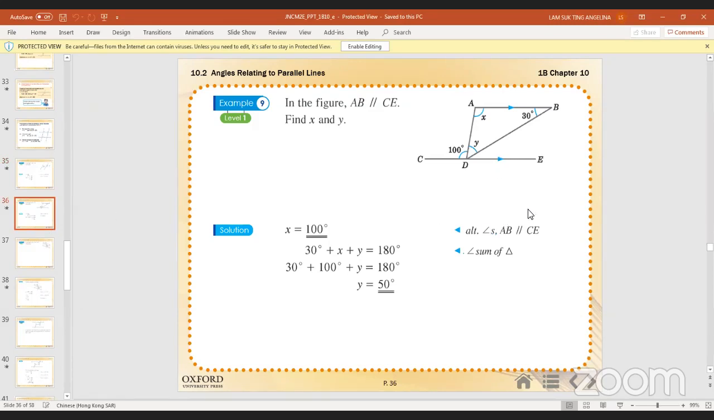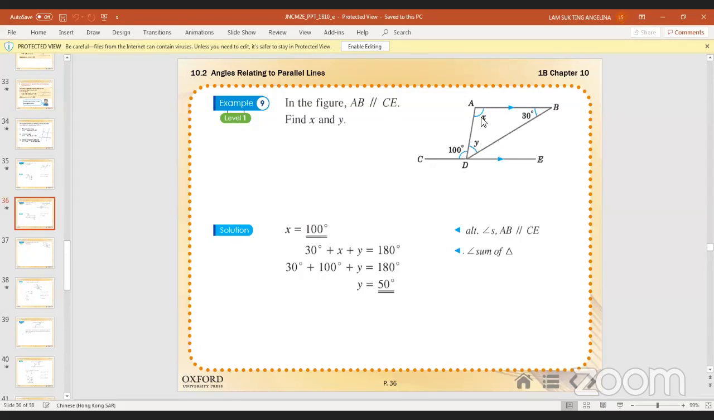Now, this is another case, where you will have problems that need you to use everything you have learned. Just like this one, you look at the parallel lines. Whenever you see parallel lines, you try to find the types of angles related to parallel lines. There must be a reason to give you parallel lines.